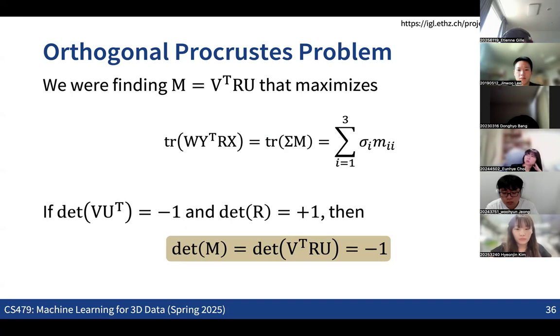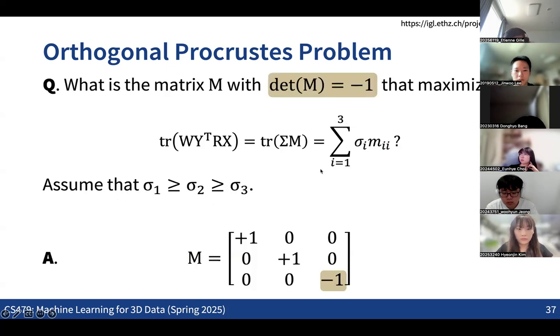So M is an orthonormal matrix, and the determinant of V times U transpose is -1, and the determinant of M also should be -1. If we consider this extra condition, then the matrix which maximizes the whole trace term has +1 and +1, but not +1 here, but -1 here. So this is the optimal matrix which maximizes this trace term while making the determinant not +1, but -1. This is an extra case that we need to handle.